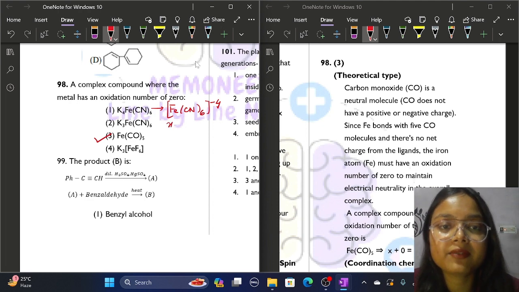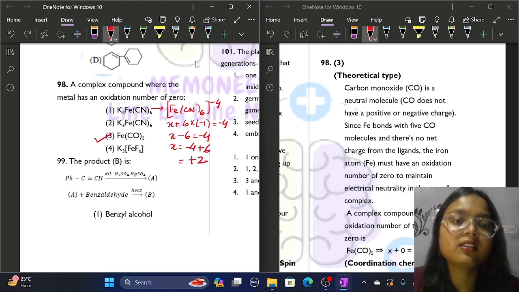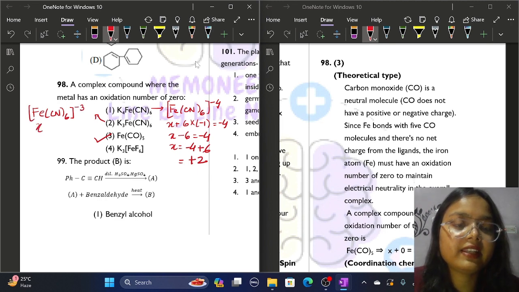Okay, let's calculate it one by one. Fe is x and it is 6 into minus 1 equals minus 4. x is equal to minus 6 plus 4... x equals minus 4 plus 6, which comes out to be plus 2. For the second, K3[Fe(CN)6], this can be written as [Fe(CN)6]3-. Let Fe be x, and CN has -1 oxidation state, and the charge is -3. So x equals -3 plus 6, which is +3.